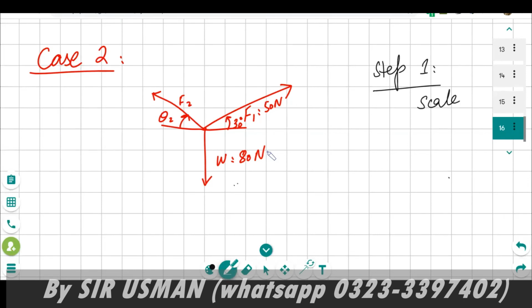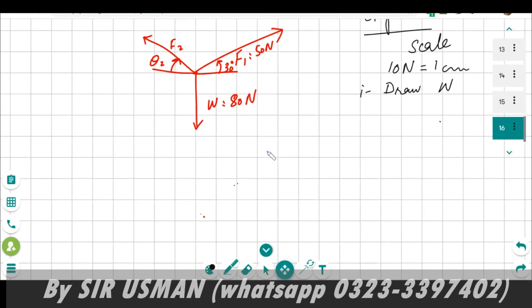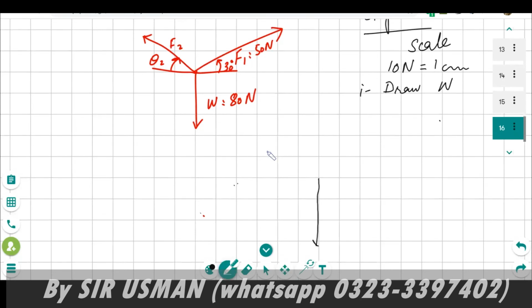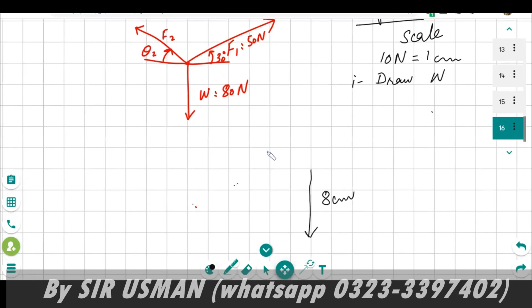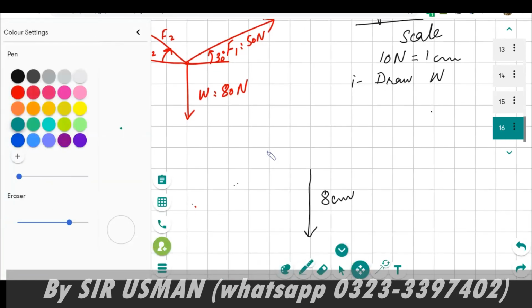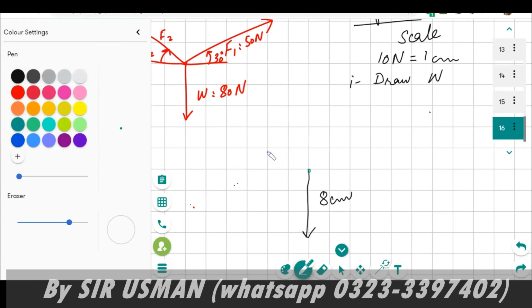Draw, let's say, W. 10 Newton is 1 centimeter, and we are going to draw 8 centimeters for W. So draw W as 8 centimeters downward. So we still have 2 points, point A and point B. So at point A, let's say we are now taking F2, just change it. And at point B we are taking F1.